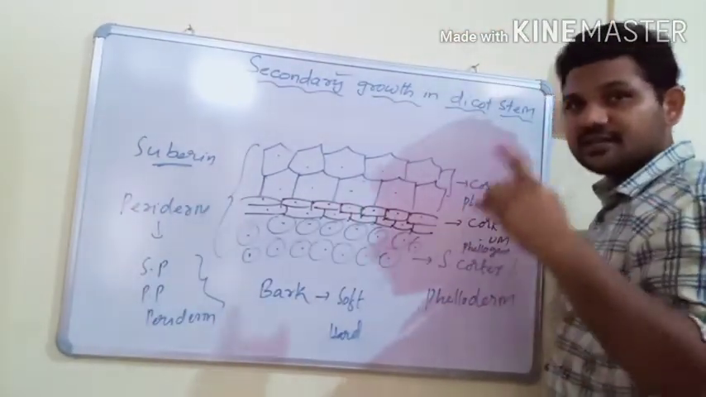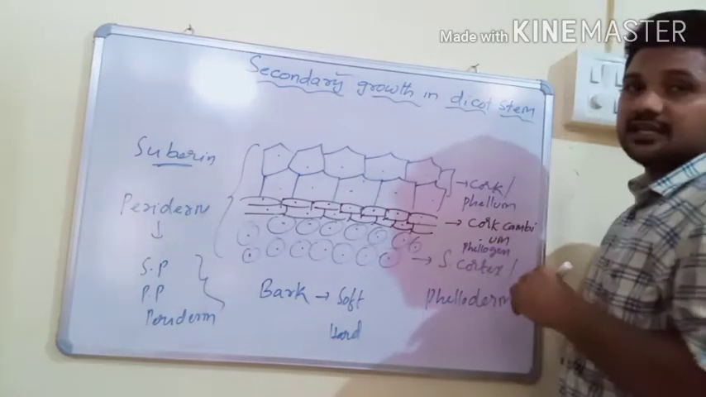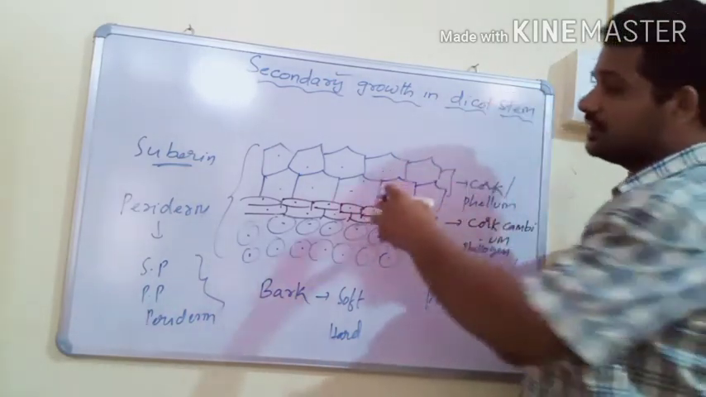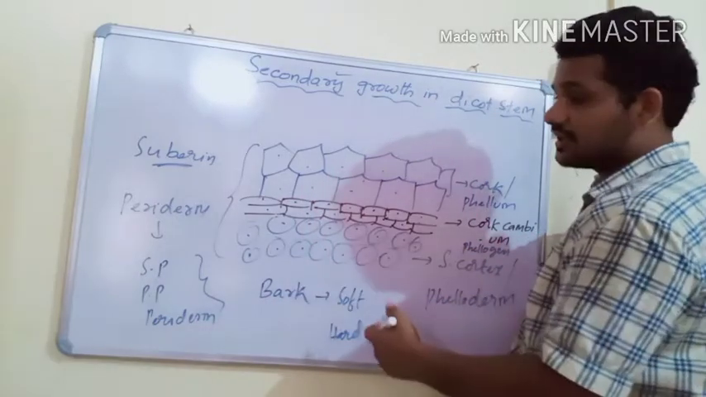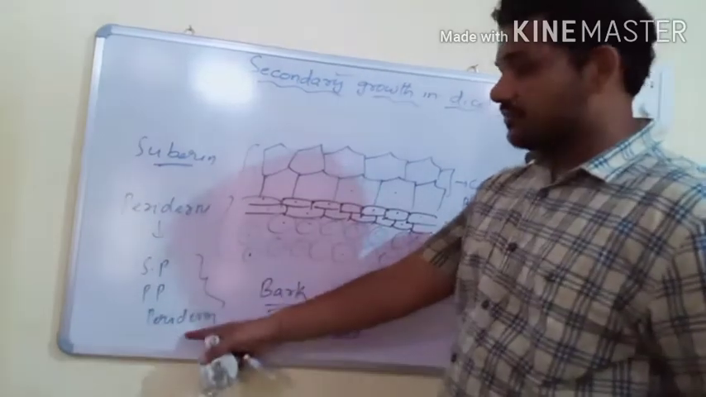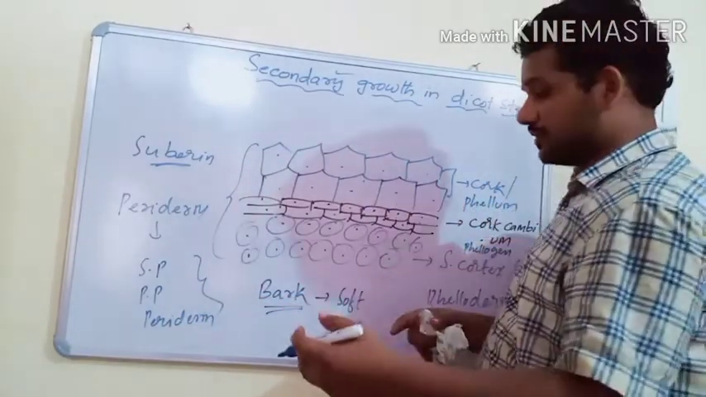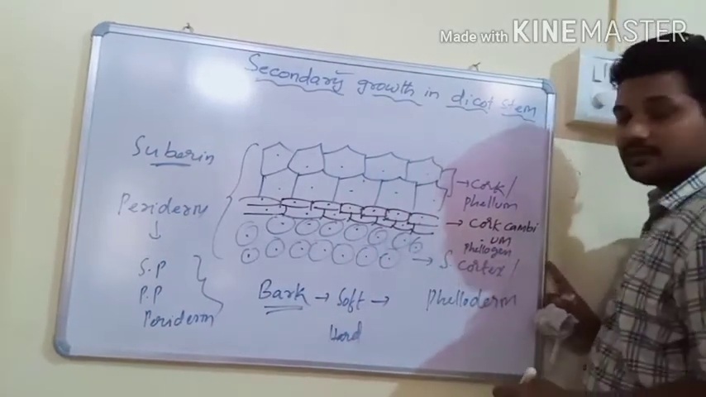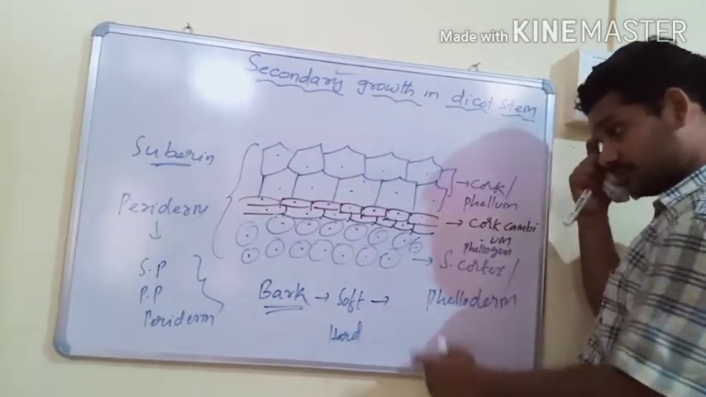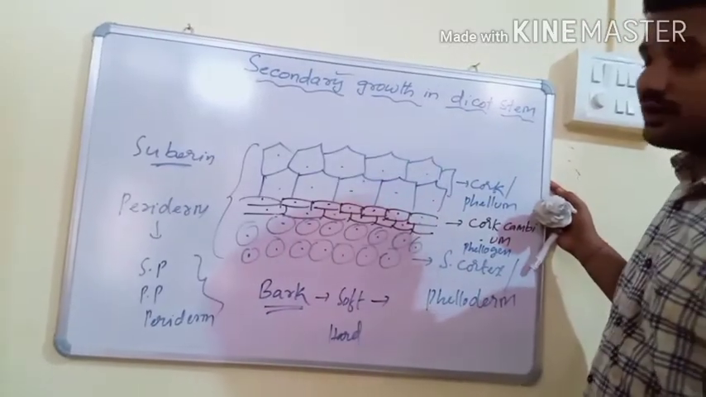Inside the vascular cambium there are secondary cortex and secondary xylem. So all the tissues outside the vascular cambium are called bark. So bark includes primary phloem, secondary phloem and periderm. And bark is removed every year. In the first season the bark formed is early bark or soft bark. In the second season the bark formed is late bark or hard bark.